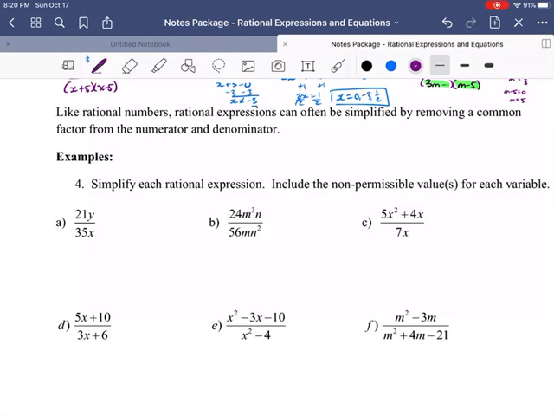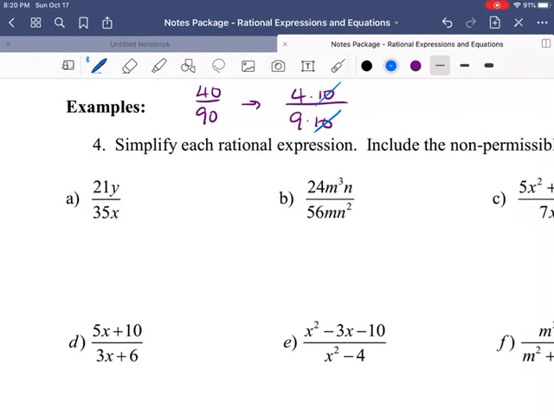Like rational numbers, rational expressions can often be simplified by removing a common factor from the numerator and the denominator. So like we saw, I think we had something like 40 over 90. That's the same as 4 multiplied by 10 and 9 multiplied by 10, and then those 10s simplify to 1. So the same thing will occur here.